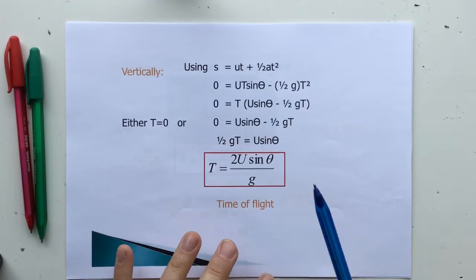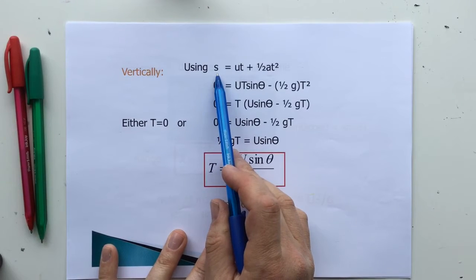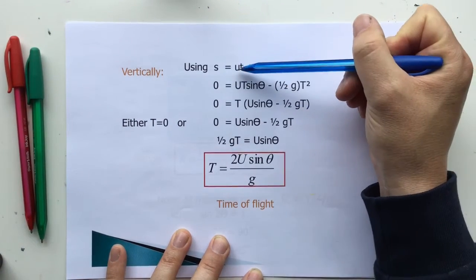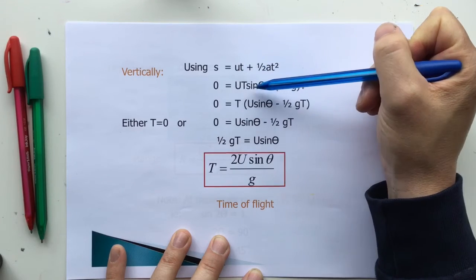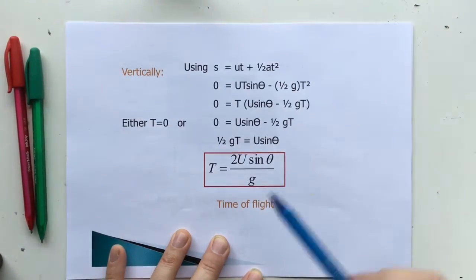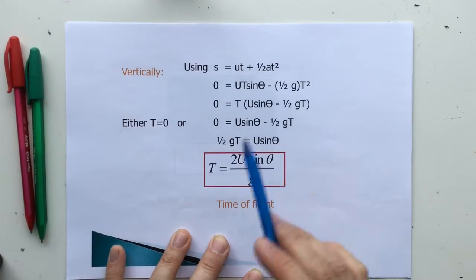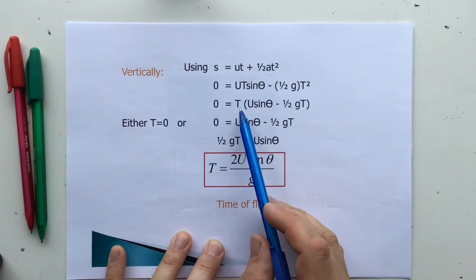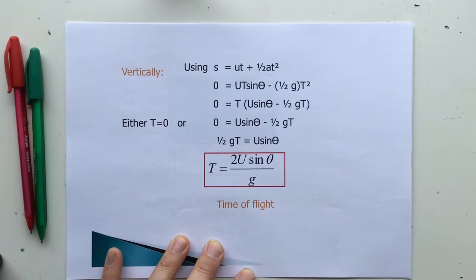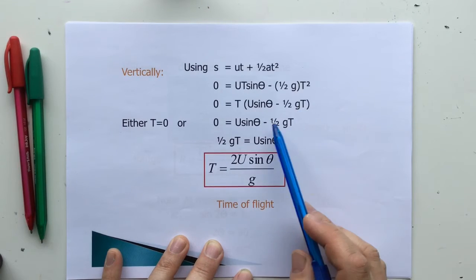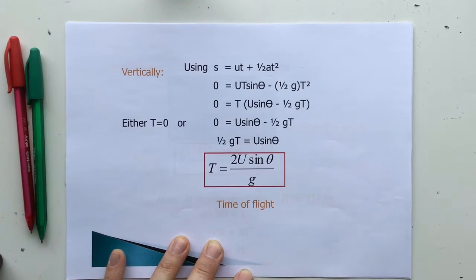So, putting those into our UVATS equations, s equals ut plus a half at squared, and just looking vertically to start with. We saw that s was 0, that its initial speed was u sine theta, and the time was capital T. And again, putting that into ut plus a half at squared, we get this too. You can see that there's a factor of t we can take out there. And because this is equal to 0, it's like a quadratic equation. We can say either the first factor t equals 0 or this factor equals 0. Now t equals 0 is when it starts.